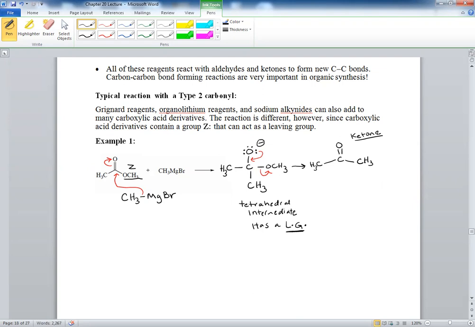Now we can't stop here, for two reasons. Organometallic reagents, Grignard reagents, are highly reactive, plus we have a ketone here. Just like when you did the reduction before, ketones are more reactive than esters, what we started with.